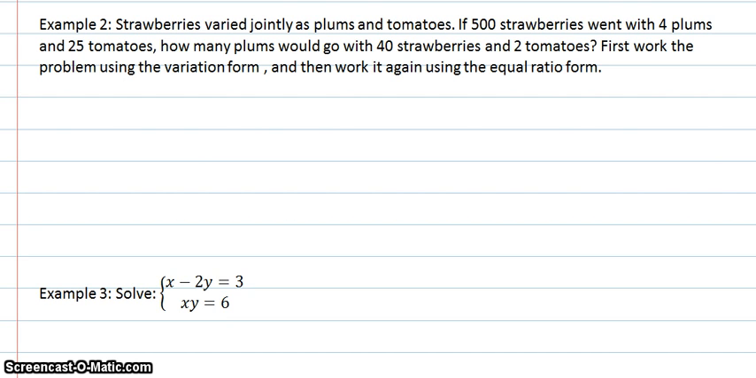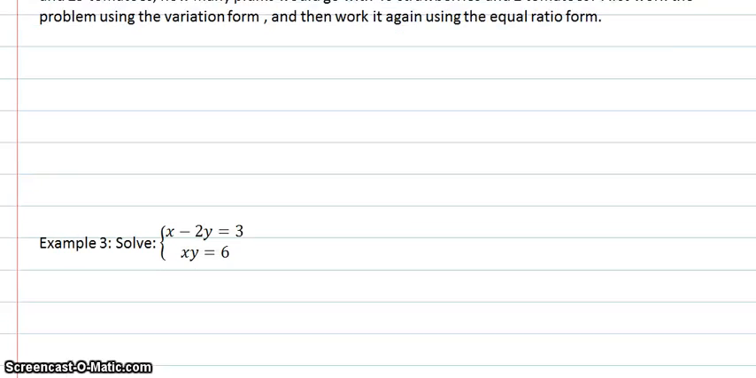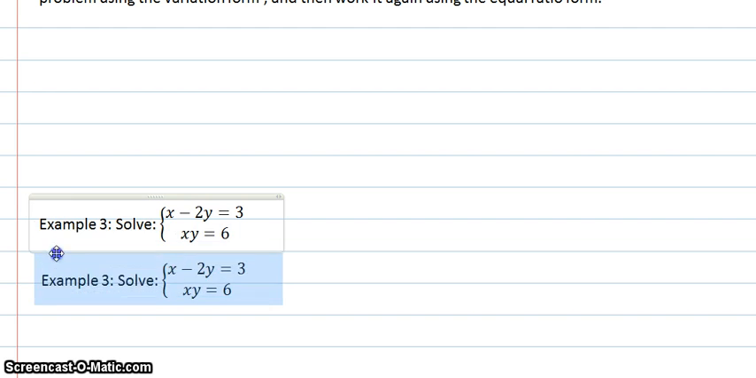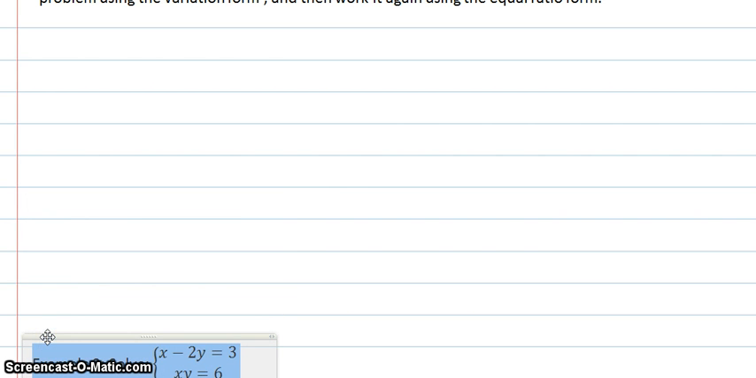Alright, let's look at the second problem. We have strawberries vary jointly as plums and tomatoes. If 500 strawberries went with 4 plums and 25 tomatoes, how many plums would go with 40 strawberries and 2 tomatoes? First, work the problem using the variation form, and then work it again using the equal ratio form. So we're going to have those two different ways of setting it up, just like we did before. Let me move that down so we have plenty of room to set everything up.